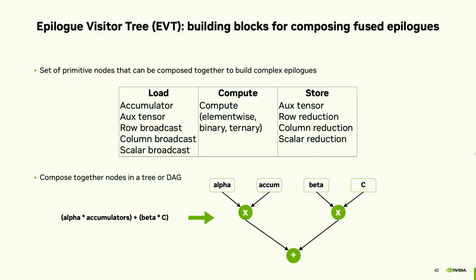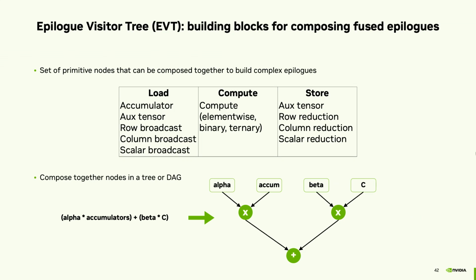To ease this burden, CUTLASS has introduced the epilogue visitor tree, or EVT, abstraction. EVT builds atop a set of primitive compute, or load, compute, and store nodes that are common to many complex epilogues that can be composed together into tree or directed acyclic graph-like structures to allow you to build up higher-level, more complicated epilogues.